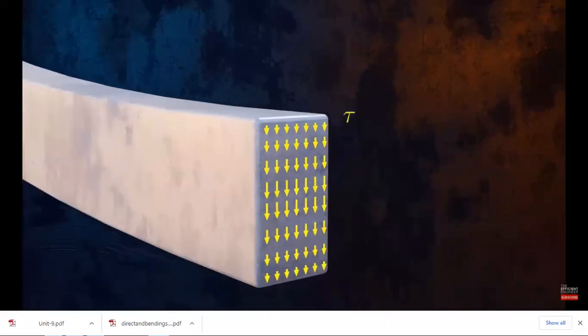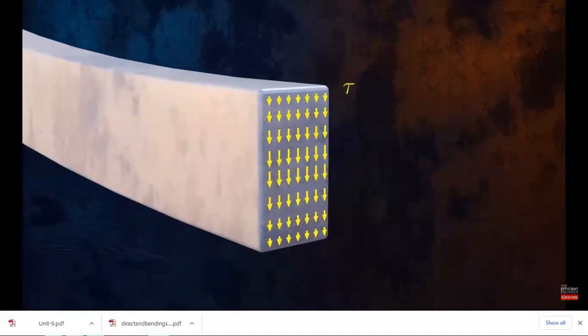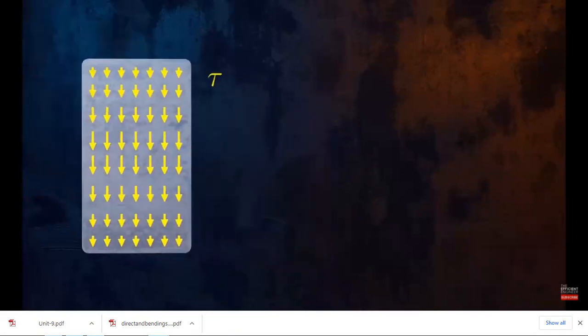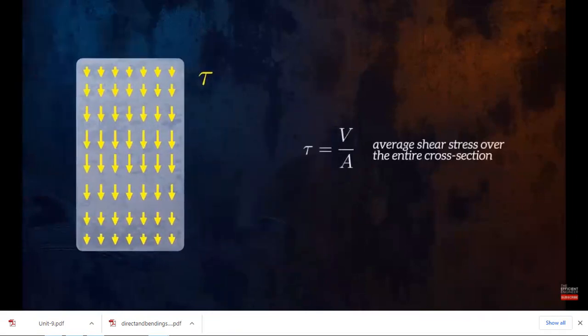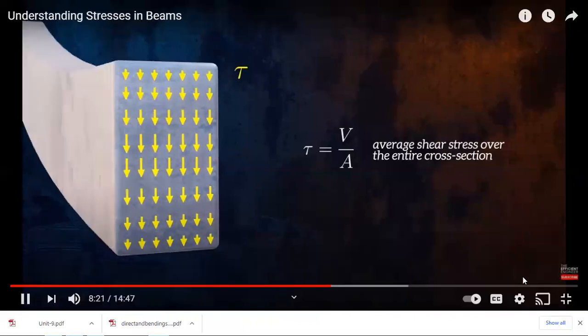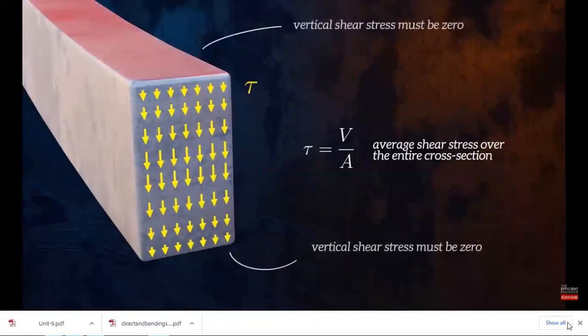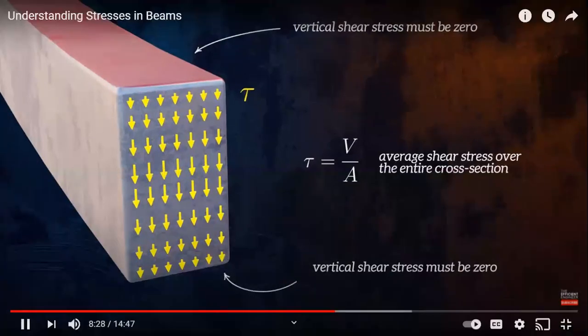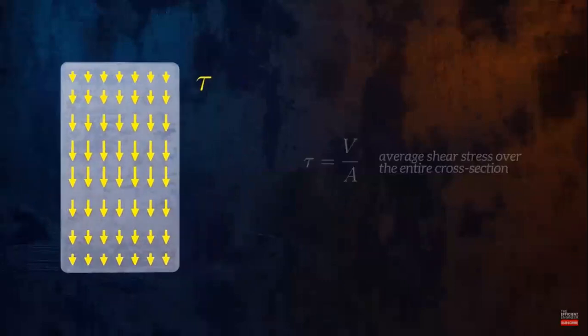We can calculate the average shear stress acting on the cross-section as the shear force, V, divided by the cross-sectional area. But the shear stresses aren't distributed uniformly across the beam cross-section. The shear stress has to be zero at the free surfaces, at the top and bottom of the beam. So the average shear stress isn't very useful, since it doesn't tell us the maximum shear stress.